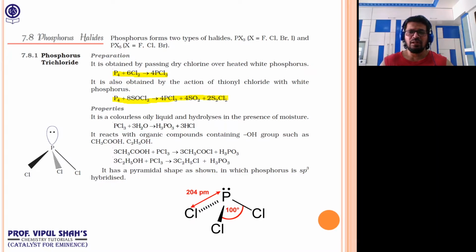Property-wise, it hydrolyzes in the presence of moisture, meaning PCl3 with water, in the presence of moisture from air, will break down to form H3PO3. Now what is H3PO3? It's one of the oxo acids of phosphorus. This we'll be doing in the next class. What's an oxo acid of phosphorus? An oxygen-containing acid with phosphorus. That's H3PO3, what we call phosphorus acid. The oxidation state is lower over there. In H3PO3, if I have to tell you the oxidation state, phosphorus is in the +3 state.